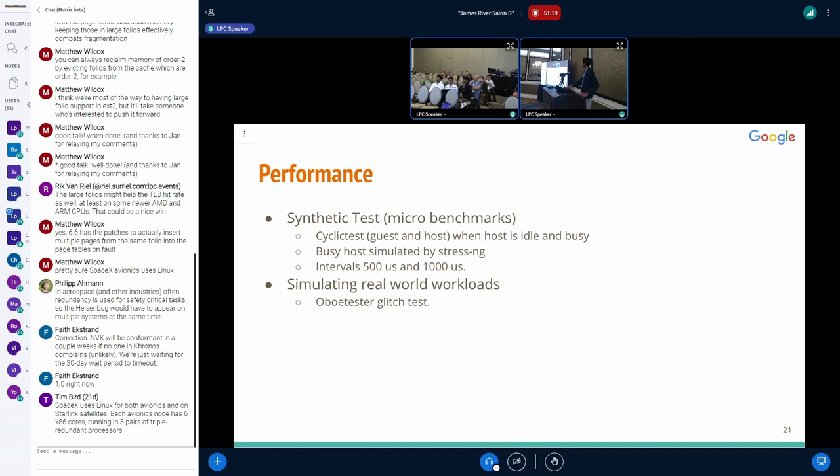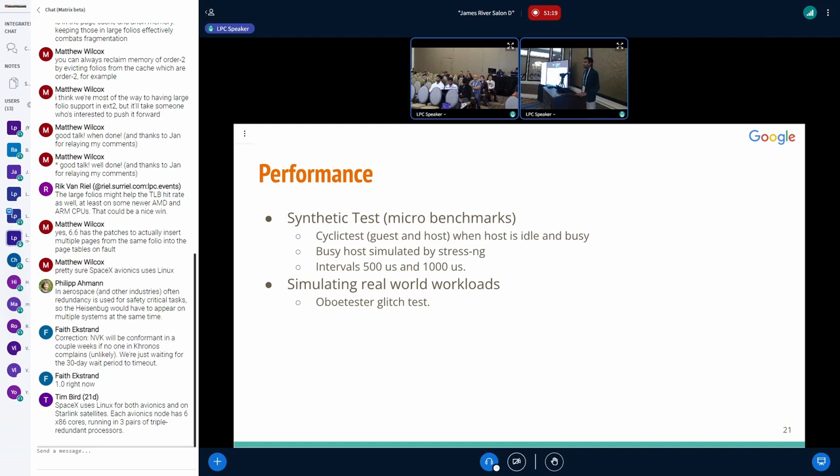We have some synthetic tests, and we try to simulate some real world workloads. For the synthetic test, we use cyclictest running as an RT task, both on the guest and the host. On the guest, we wanted to see if this feature improves the state, and on the host, we wanted to see if it doesn't regress the current state. And we tested it on an idle host and a busy host. Busy is simulated by stress-ng. And for cyclictest, we used 100 microseconds and 1,000 microseconds, just randomly, to test how it looks.